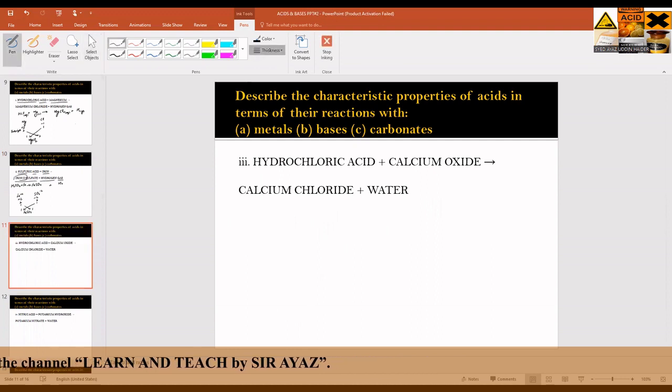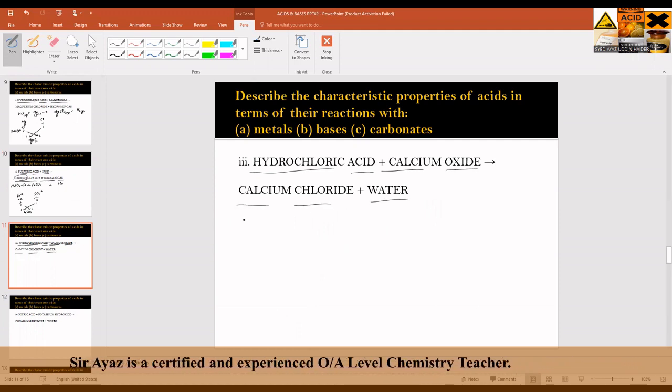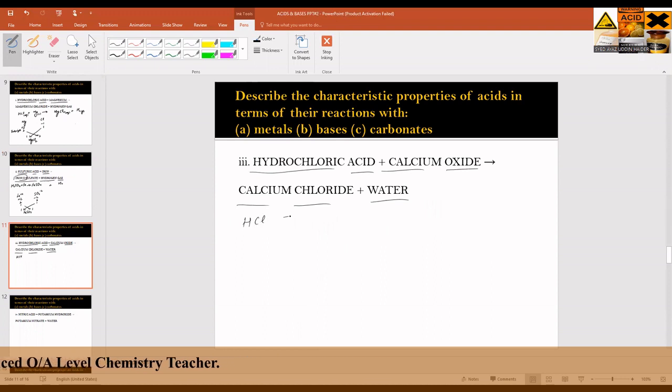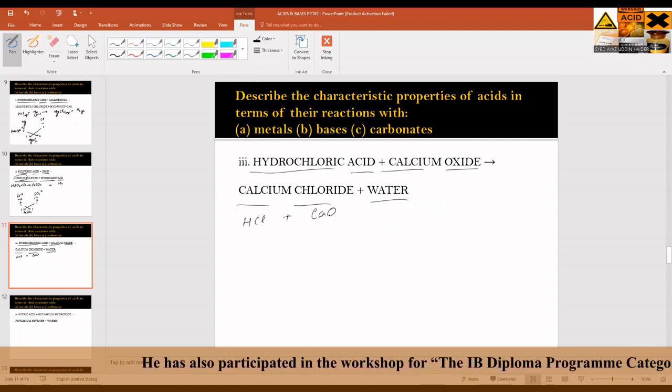This is the reaction between hydrochloric acid and calcium oxide. The product is calcium chloride and water. So write the formula for hydrochloric acid, which is HCl. Calcium oxide must be CaO, because calcium belongs to group 2 and oxygen belongs to group 6.